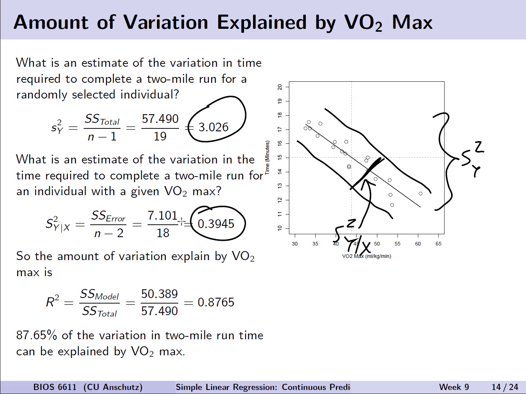So one way we can quantify how much smaller, and the improvement that might represent, is through our coefficient of determination, r squared, which we see here in our calculation as the sums of square model divided by the sums of square total, or equal to 0.8765. So what we can say is that 87.65% of the variation in 2-mile runtime can be explained by our VO2 max. So there appears to be a strong association between this continuous predictor of VO2 max and the time it takes to do a 2-mile run.